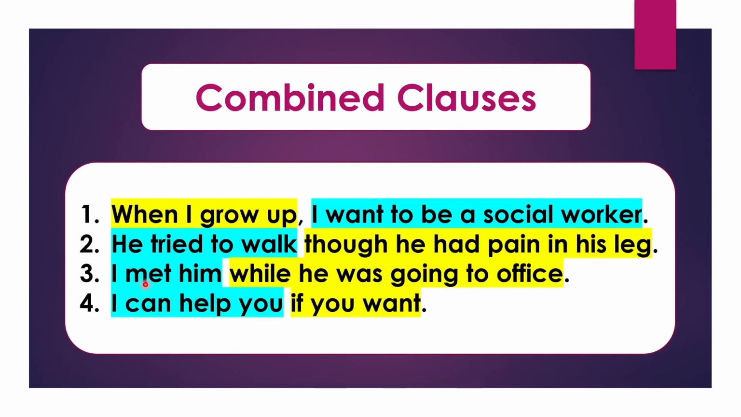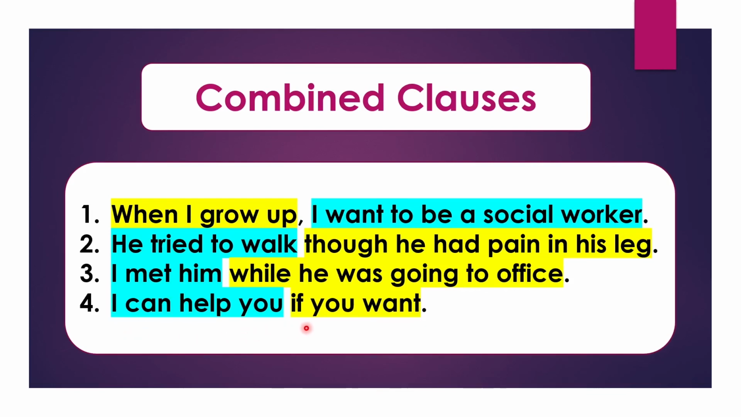I met him. I is the subject, met is the past form of the present verb meet. So we are getting complete meaning from here. Nothing more to know about this. So this is an independent clause. But while he was going to office. So this part is incomplete. And see here, while is given. I gave you some words in my previous slide. And there I told you that when you get these words with the clause, it must be a dependent clause. So here this part is depending on the independent clause, that is I met him.